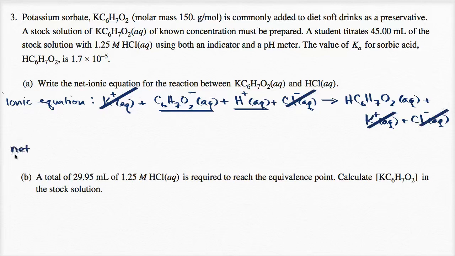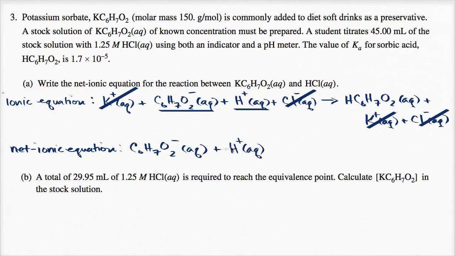So the net ionic equation is going to be, well, I have my C6H7O2 ion dissolved in an aqueous solution. You combine that with the hydrogen proton dissolved in the aqueous solution, and it's going to give us sorbic acid, HC6H7O2 in our aqueous solution. So there you have it. That is the net ionic equation.